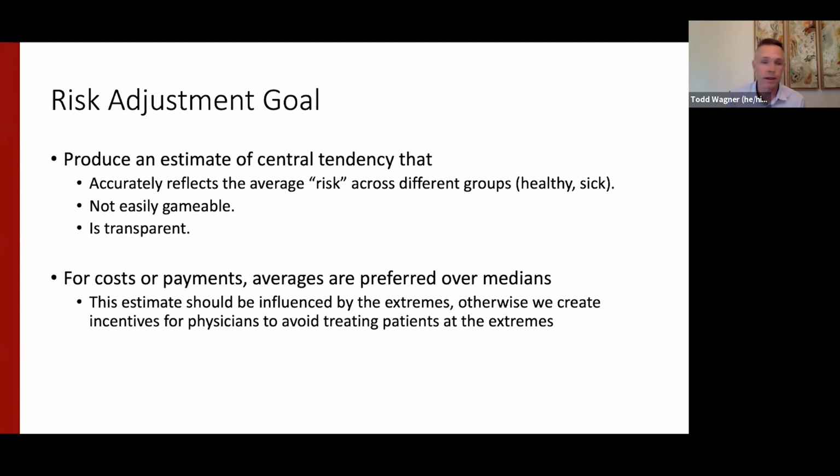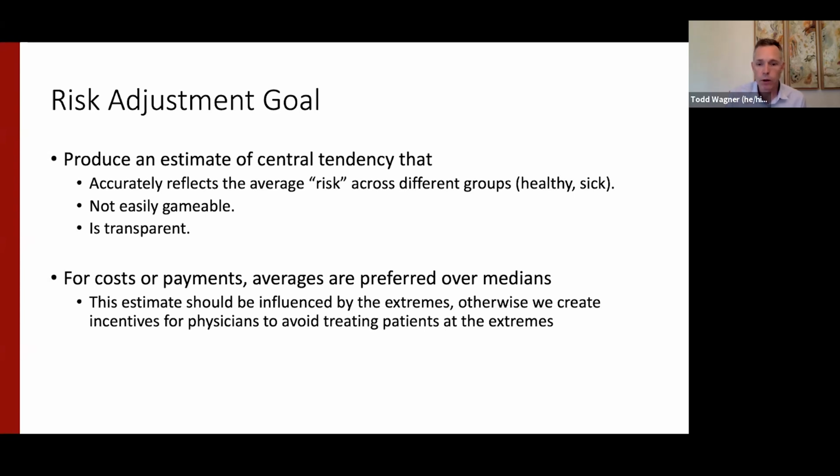We want a risk score that's not easily gameable, and then one that's relatively transparent so people can understand it. I should note that different organizations and different people have different priorities. So CMS, for example, places a very high priority on one that is not gameable and one that's transparent. Other organizations place less value on things like transparency and more on accurately reflecting the average risk.